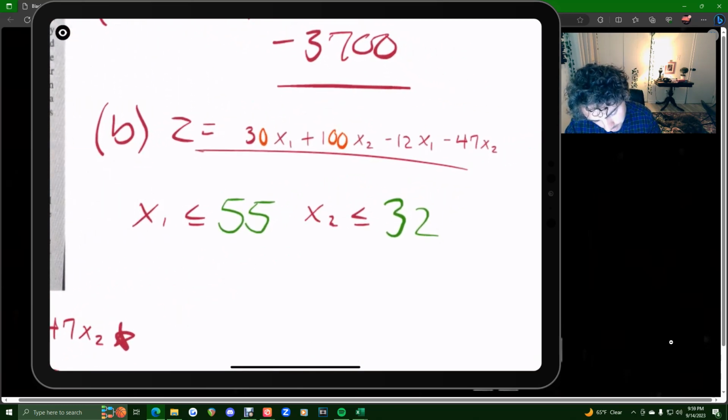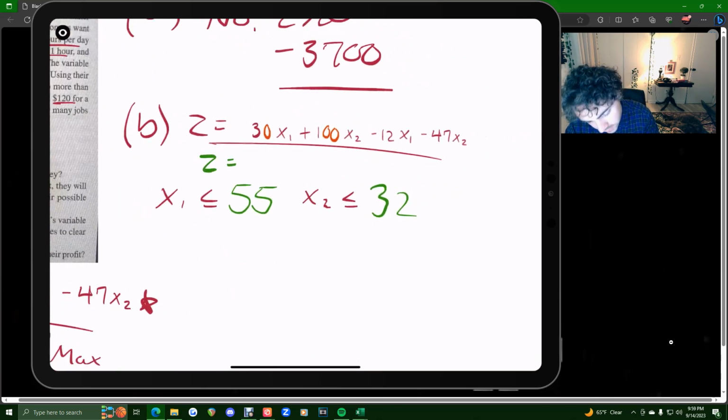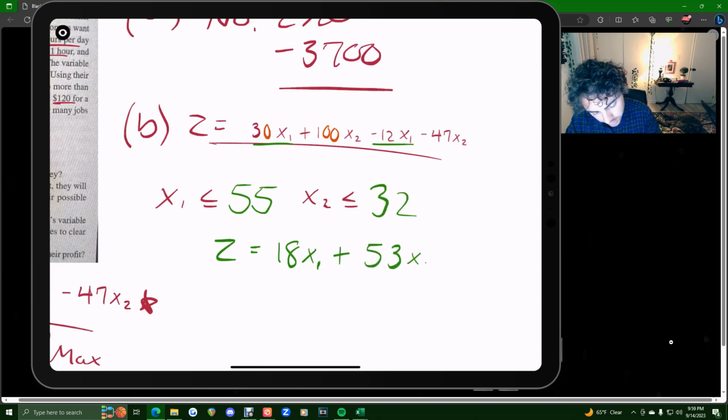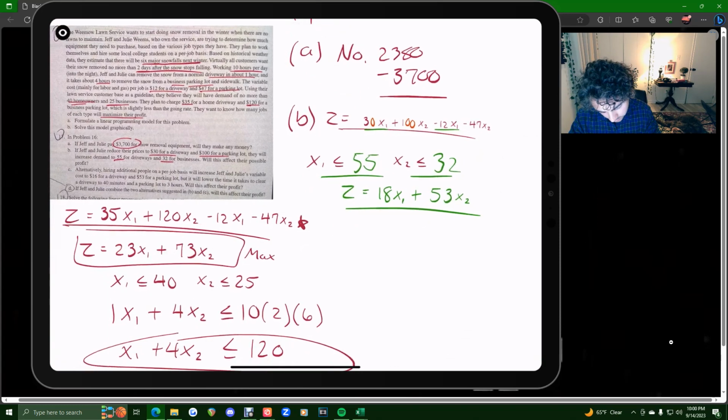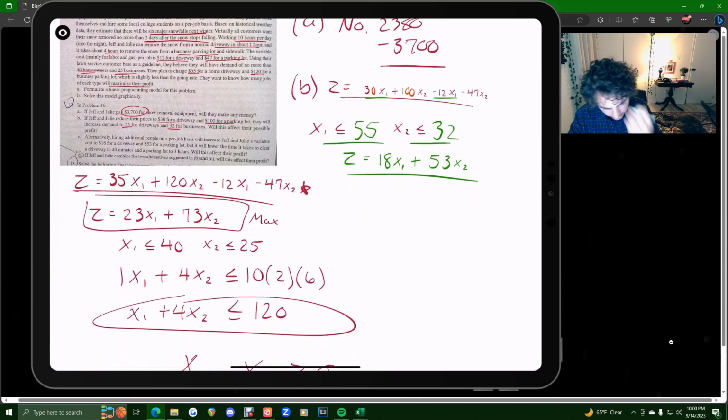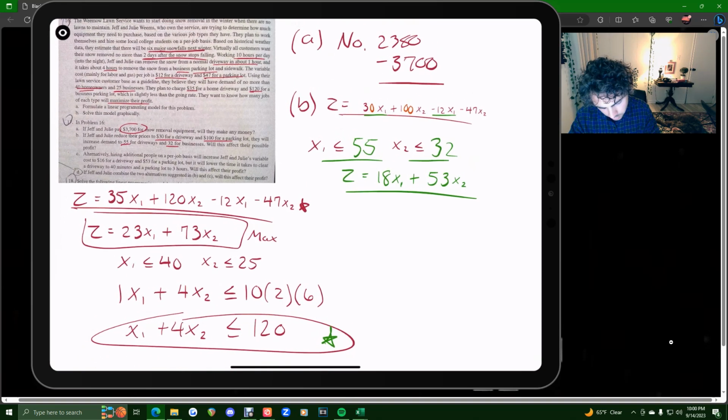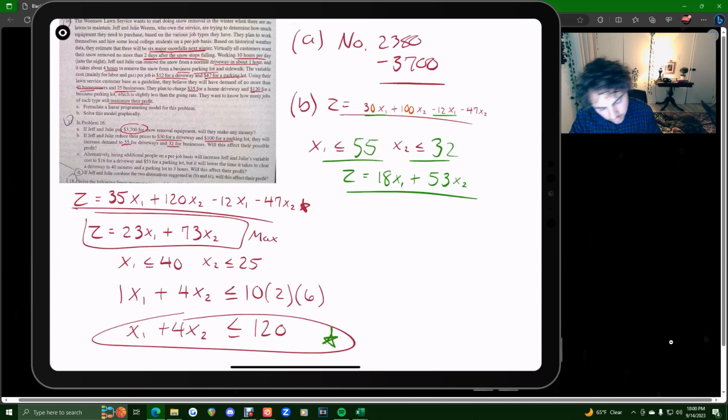Okay, so let's fix our profit here. If we simplify this, 30 minus 12 is 18x1 plus 100 minus 47, that's 53x2. So this is our new profit equation, and these are new demand inequalities, but we still have this one, 1, 4, and 120. That's just the hours it takes. Yeah, okay. So I'm gonna graph these.